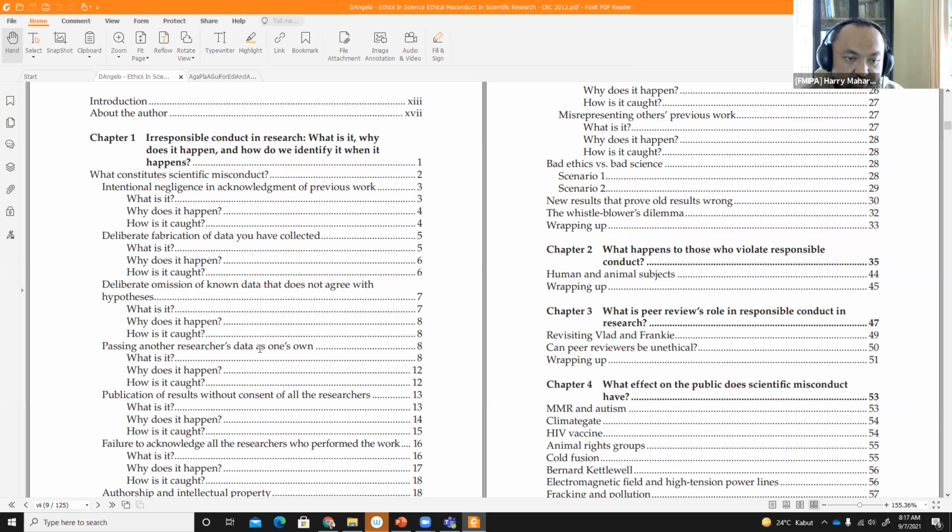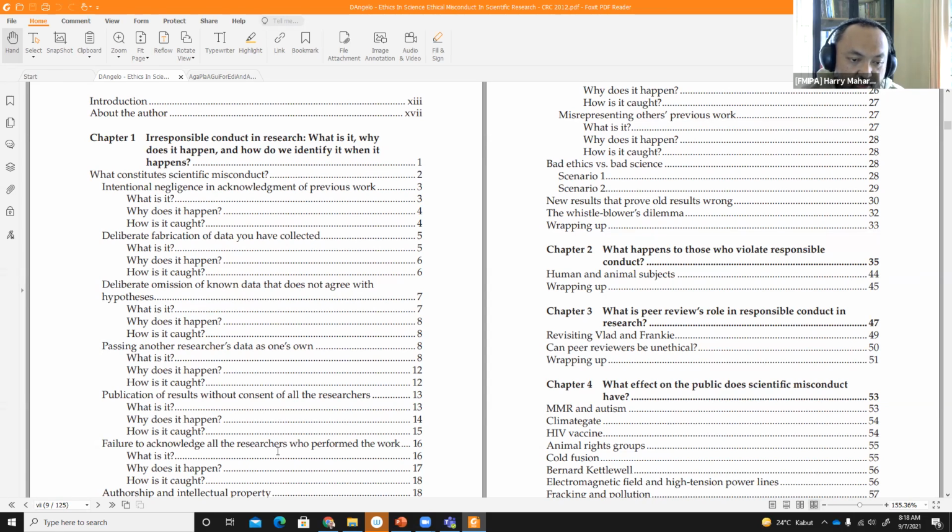And then passing another researcher's data as one's own. Okay, so it is similar to plagiarism. And then publication of results without consent of all researchers is also part of scientific misconduct. So for example, you are a group of 4, but one member does not agree with what you are doing with the publication, and if you insist on publishing without the consent of this one person, then it will be considered scientific misconduct.